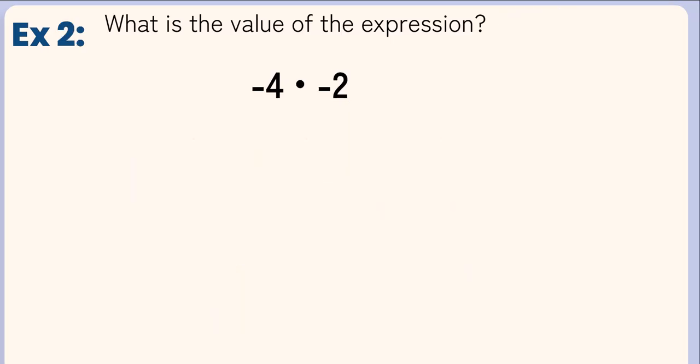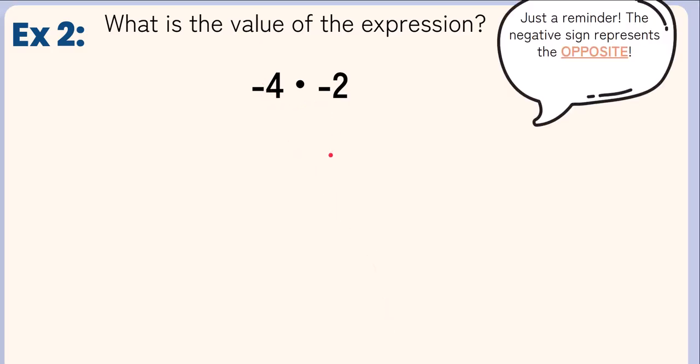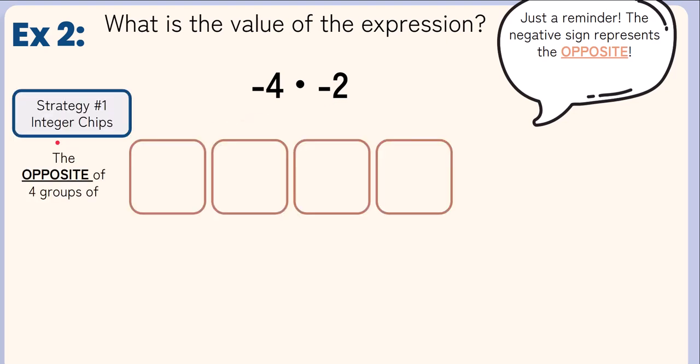Example 2. What is the value of the expression -4 times -2, or -4 groups of -2? That's a little awkward to think about. So think about this first negative sign as the opposite. Remember that the negative sign represents the opposite. So this expression actually says, what's the opposite of 4 groups of -2? Let's use our integer chip strategy first.